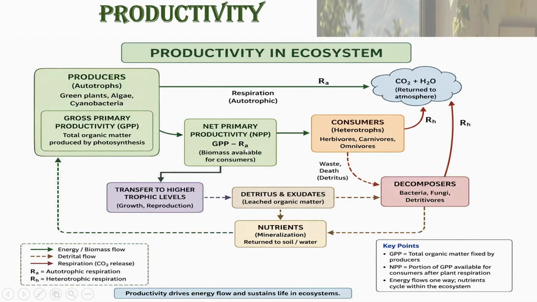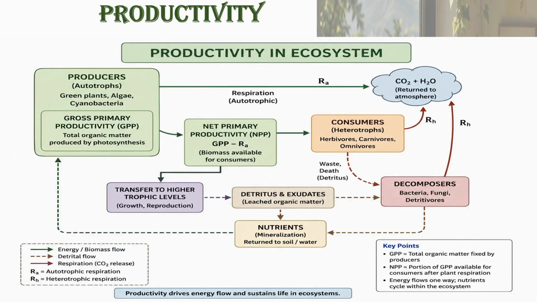So the available NPP will be consumed by the consumers. Consumers may be primary consumers, secondary consumers, or tertiary consumers. They are broadly classified into herbivorous, carnivorous, and omnivorous. Herbivorous means they depend only on green plants. Carnivorous means they eat other animals. Omnivorous means they eat both plants as well as animals. Consumers are usually heterotrophs. They cannot produce their own food. That's why they depend on the producers.